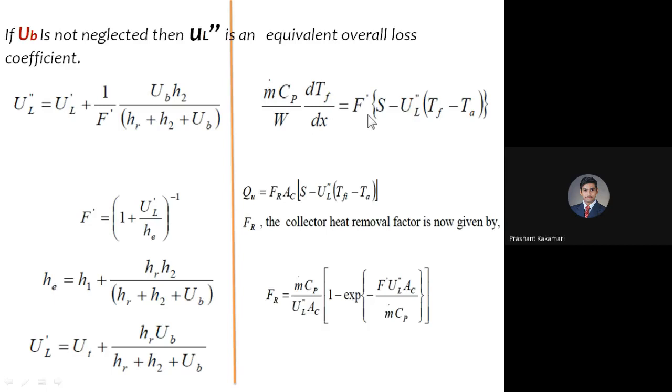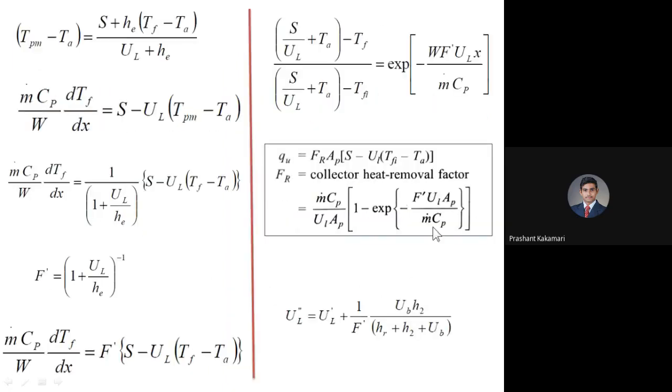Here also you can see the earlier equation: m Cp delta T divided by area, or you can consider F dash into area, S minus UL double dash is taken here. Earlier it was just UL. In this F dash you can see S minus UL, TF minus TA. So here UL double dash was not considered earlier, which shows bottom loss is not considered.